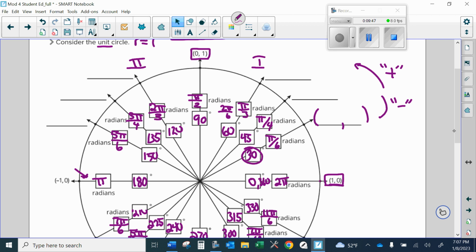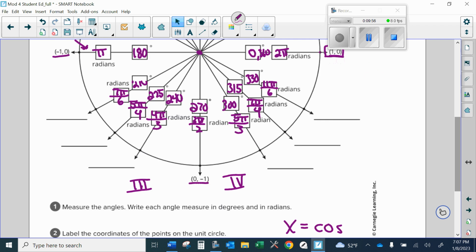I go 180, I'm going left 1, because the radius is 1, so negative 1, 0. Remember, this is the origin right there. And then go down 1, that's 270, (0, -1) is that point. Okay.